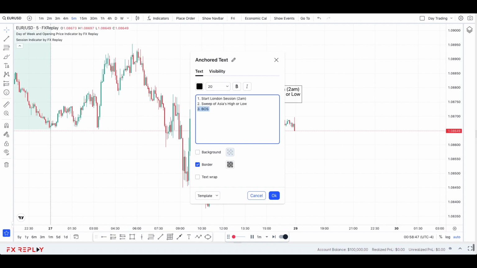Then the second thing, we'll wait for a sweep of either the Asian high or the Asian low, then of course a break of structure or a change of character. And then what's special about what Garland showed is that we'll wait for a double sweep of the level. I'll show you exactly what it looks like, don't worry about that. Then we'll simply enter on a fair value gap since it's a very easy entry setup, and finally we'll go for a 2-to-1 risk to reward ratio.